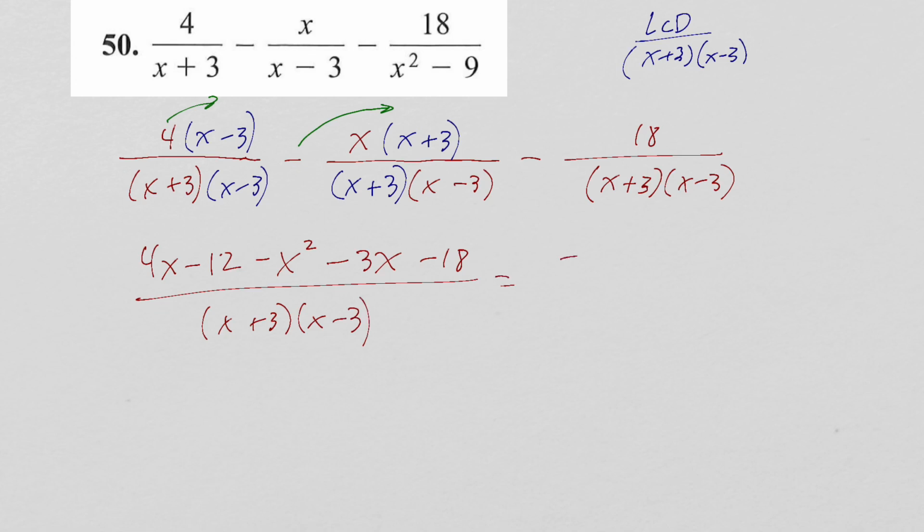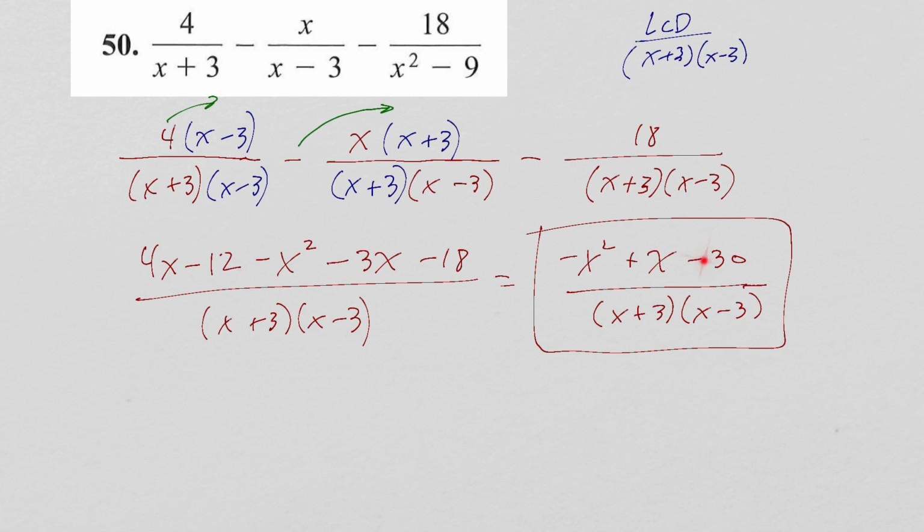So I'm going to have negative x squared. Let's see, 4 minus 3 is a positive 1x, and negative 12 and negative 18 give me a negative 30 over x plus 3, x minus 3. And that's it.